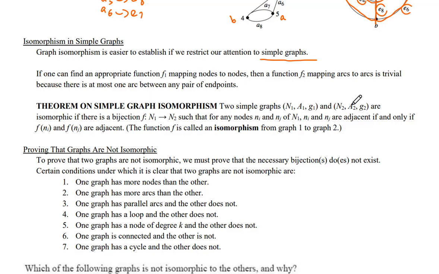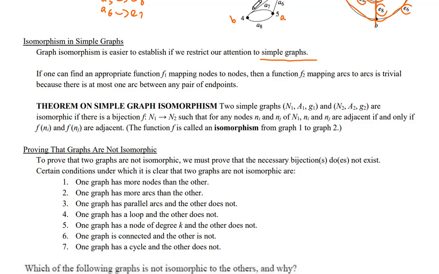Here is a theorem, the theorem of simple graph isomorphism. Two simple graphs, each with a set of nodes, arcs, and functions, are isomorphic if there is a bijection f: N1 to N2 such that for any nodes ni and nj that belong to the set N1, ni and nj are adjacent if and only if their images are also adjacent.